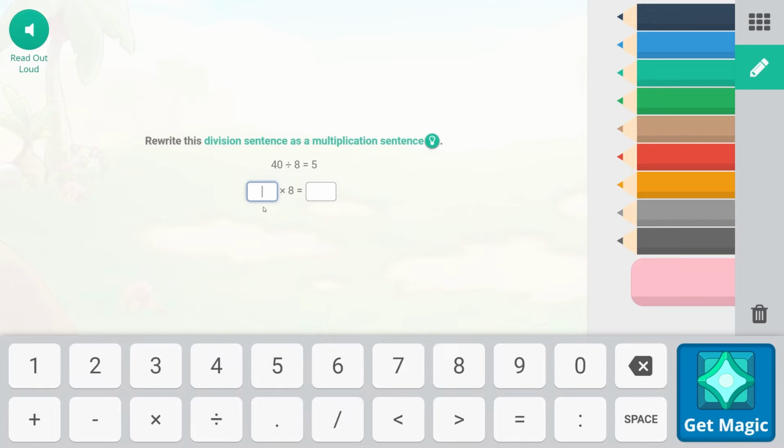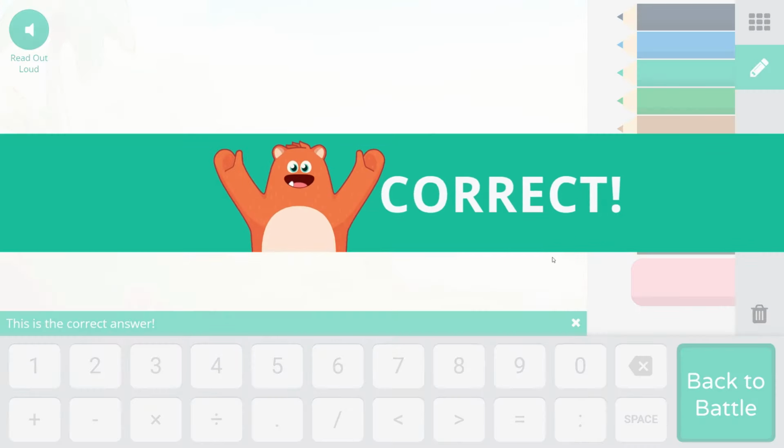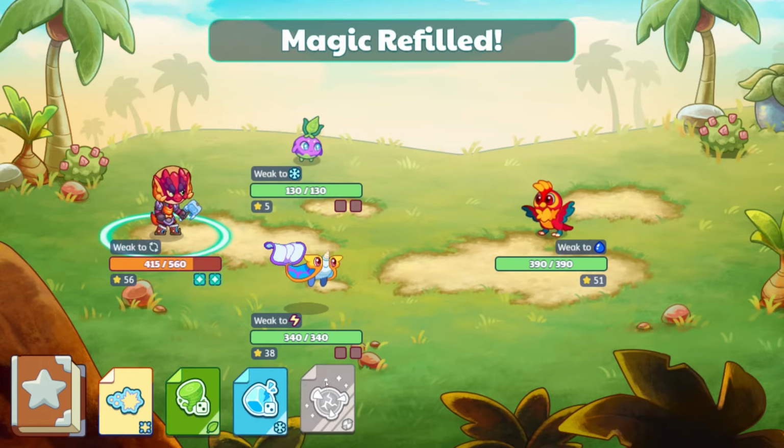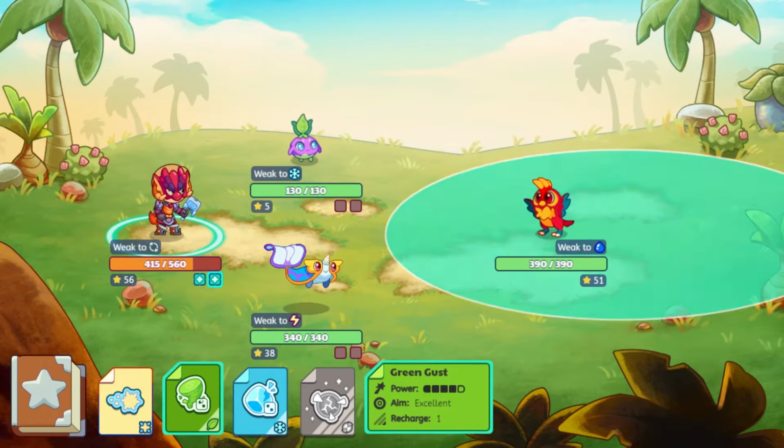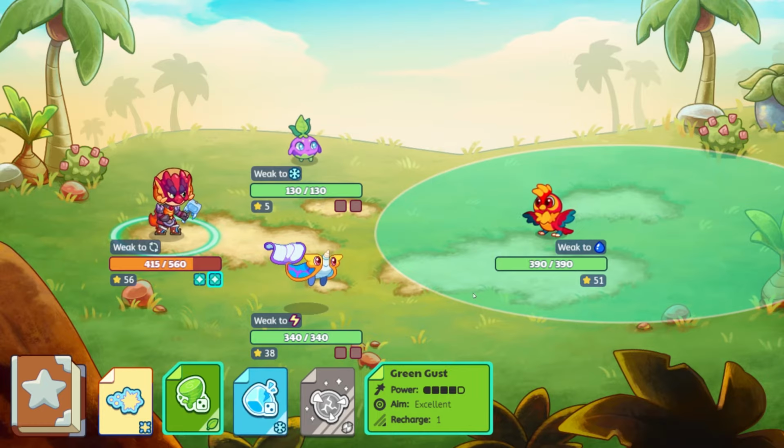40 divided by 8 is equal to 5. Multiplication, remember this is part whole. The whole for multiplication, like addition, is going to go at the end in 3rd grade. And then the parts are going to be here and here. So we just have to put the 5 into here and then the 40 over to there. So 5 times 8 is going to give us 40. Woohoo! Let's do that.